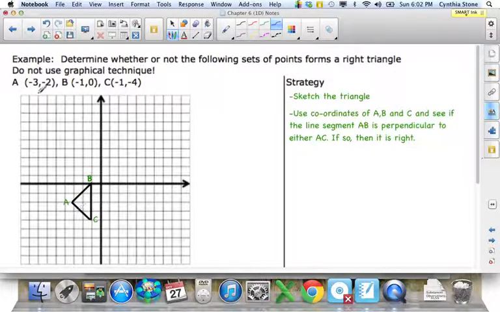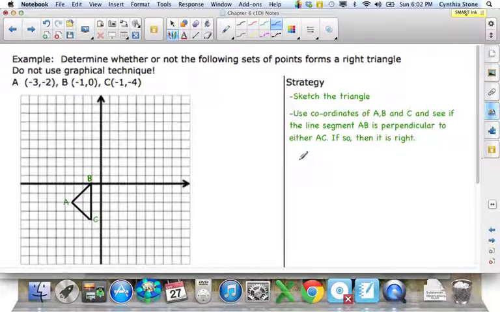And I know my coordinates here. So it looks like it might be right. I guess that's a good start, right? And when I look at this, I say, okay, if this is a right triangle, then AC must be perpendicular to AB, okay? Then it's right. So how do I know that?